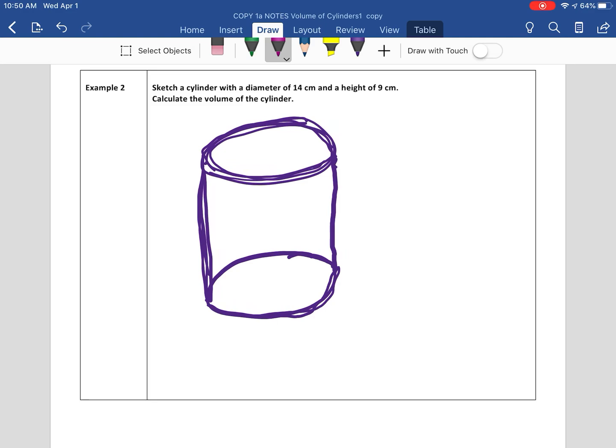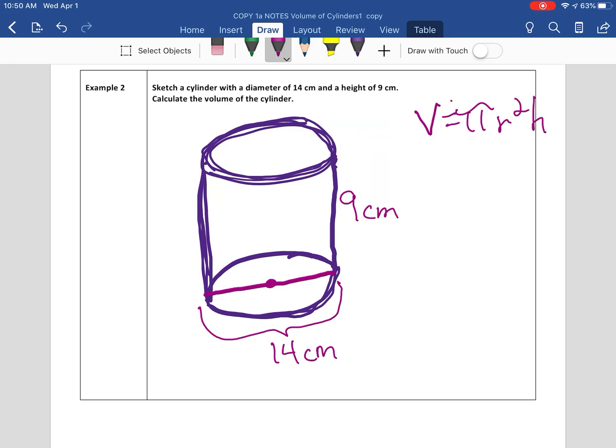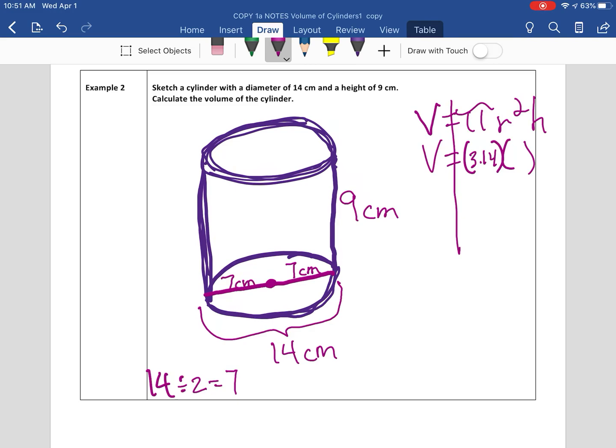Let's go with the diameter is 14 and the height is 9. The easy one, this is 9 centimeters. That's how tall it is. The diameter is the distance across the entire circle, so that entire base is 14 centimeters. In order to find the volume, volume equals pi r squared h. Volume equals 3.14, our pi, times our radius. But this gives us our diameter. To find the radius, we divide 14 by 2, because we want to cut this in half. That equals 7. So the radius is 7 centimeters, and each half is 7 centimeters.